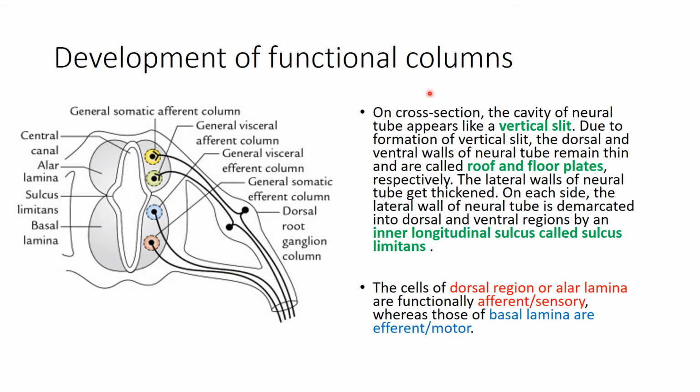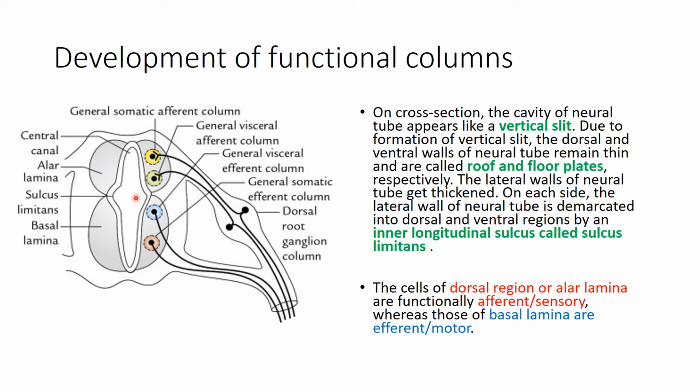The development of functional columns of the spinal cord. The functional columns refer to whether they form sensory or motor components, and whether they supply the somatic or the visceral structures in the human body. Let us see here. The cross section of the developing spinal cord has a vertical slit-like central canal. This is the dorsal aspect. There is the ventral aspect of the developing spinal cord.